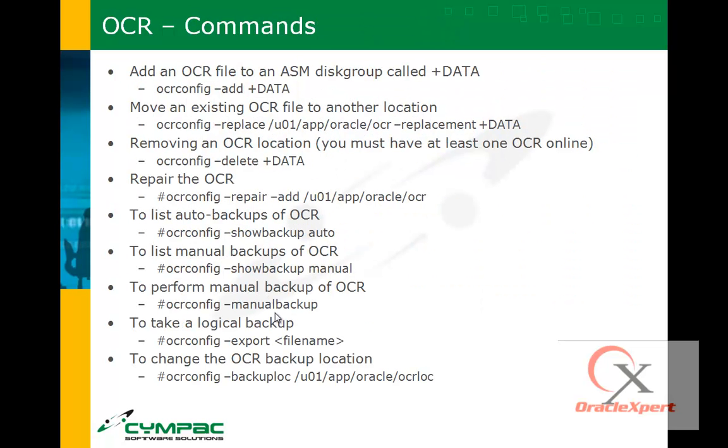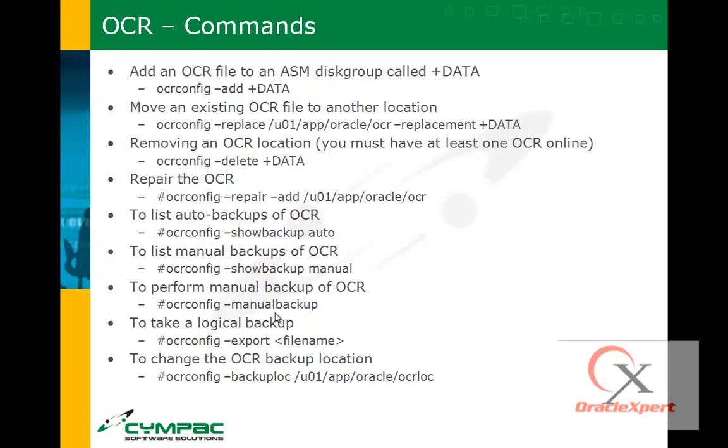Okay, some of the frequently used OCR commands. To add an OCR file to an ASM disk group called data, you can say ocrconfig -add +data. This is to add a copy of OCR. If you want to move an existing OCR file to another location, you can say ocrconfig -replace current location -replacement replacement location.